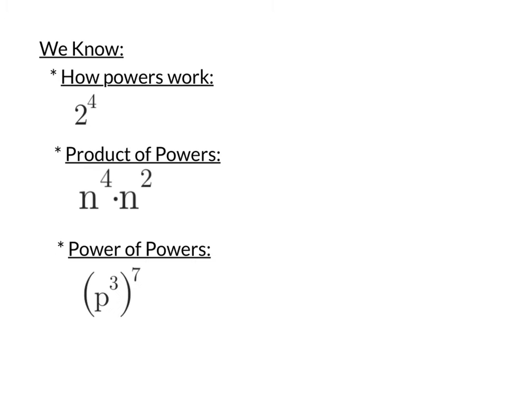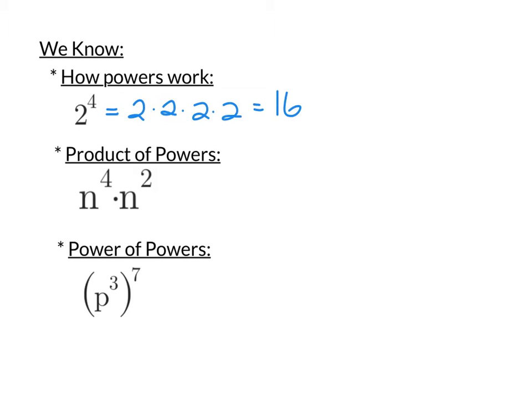The next property of exponents I want to look at is called the power of a product property. There's a few things about powers that we already know. We know how powers work, that if I have 2 to the 4th power, that's 2 times 2 times 2 times 2. So the base multiplied by itself 4 times, right? And that should give us 16.